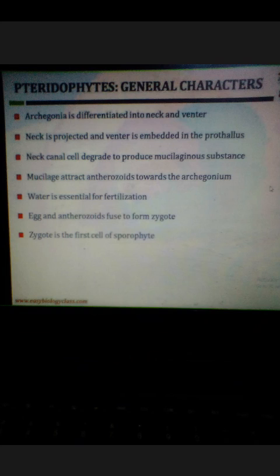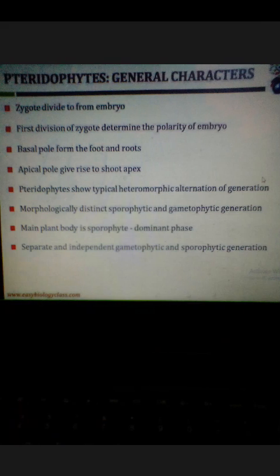The zygote is the first cell of the sporophyte. Next, the zygote divides to form the embryo. The first division of the zygote determines the polarity of the embryo. The basal part of the zygote forms the foot and roots, whereas the apical pole gives rise to the shoot apex.